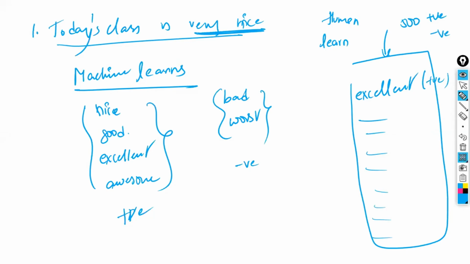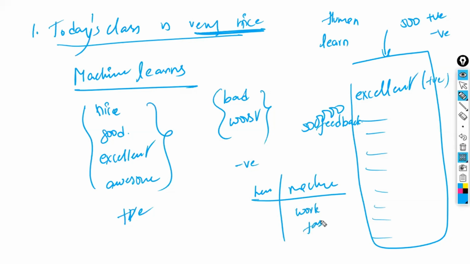Sir, why does the machine have to do it? Humans can do the same thing. If there are 50 feedbacks, I can read them and understand them. Assume there are 5 lakhs. When will I read them and when will I understand them? What is the difference between human and machine? The only difference is that the machine does the same work somewhat faster.